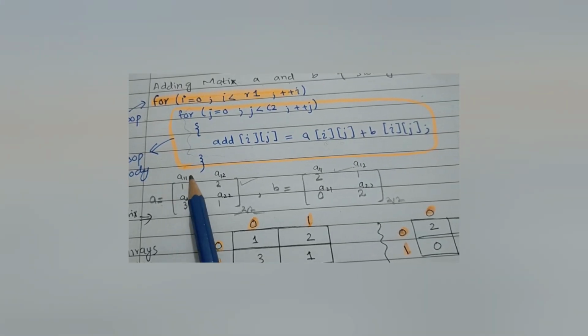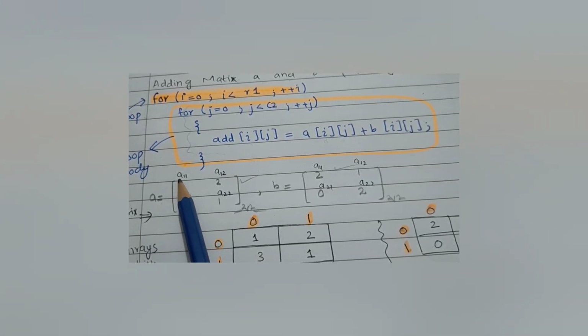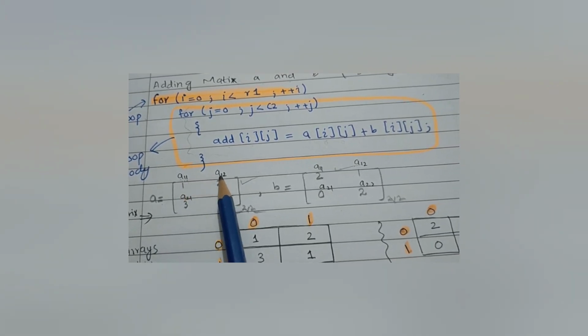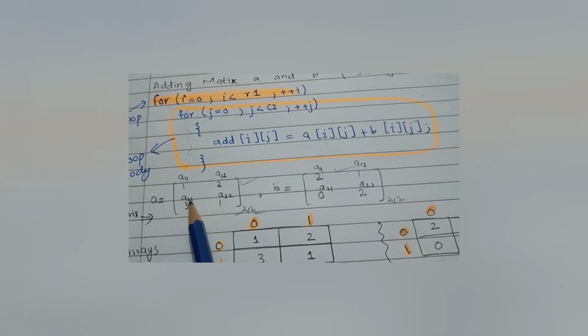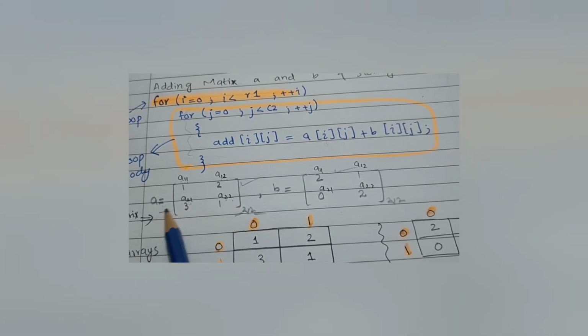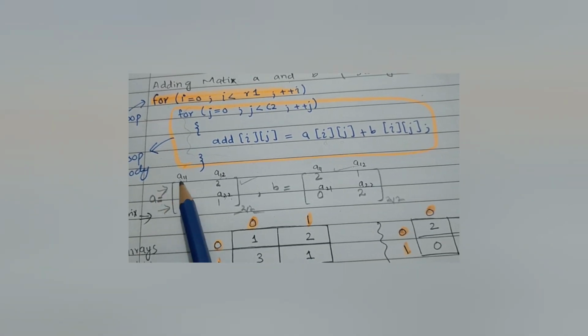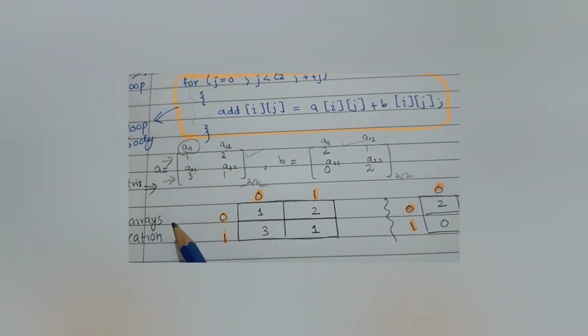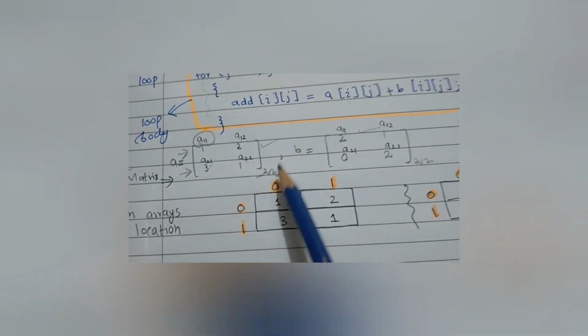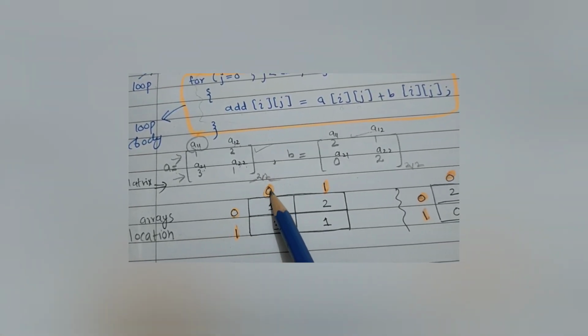So the location in the matrices is like that: A11, first row and first column, A12, first row and second column, and second row and first column, second row and second column, like this. Okay, we use this for the location of the digits. But in the array, as I told you before, the array starts from 0.